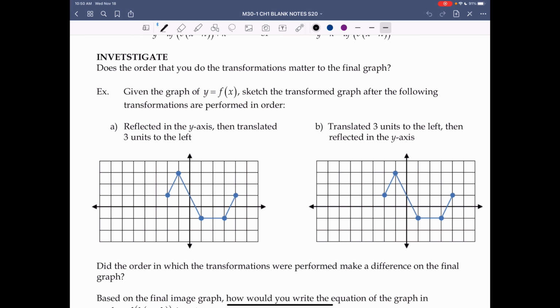Reflecting in the y-axis takes our points x, y on the original function and changes them to negative x, y on the transformed function. So if I start with the point on the left side here, that's an x value of negative 2, so the x value would become positive 2. The next point has an x value of negative 1, so the x value when reflected across the y-axis would become positive 1.